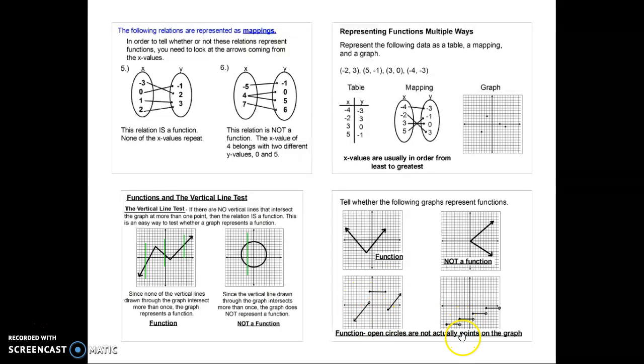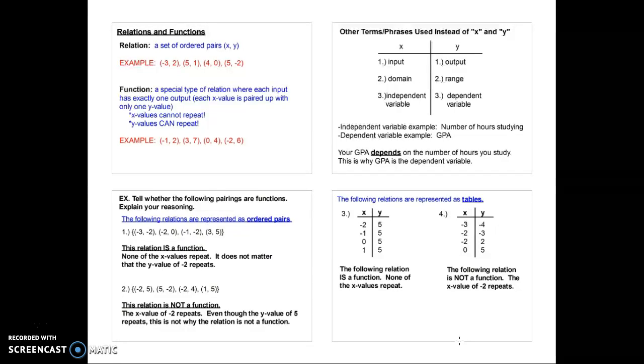Now, same thing here. This is a function. When I draw my vertical lines, each one of these line up. Now I have an open circle, so that doesn't count, and then a closed circle, so that does count. So that's only crossing at 1 point. For every one of these where it looks like it's going to cross twice, one of them is an open circle, so it doesn't count. So this is also a function. So just be careful with those. Remember, open circles are not actually points on the graph, just the closed circles are. So again, this was your concept number 11, relations and functions, and the vertical line test.